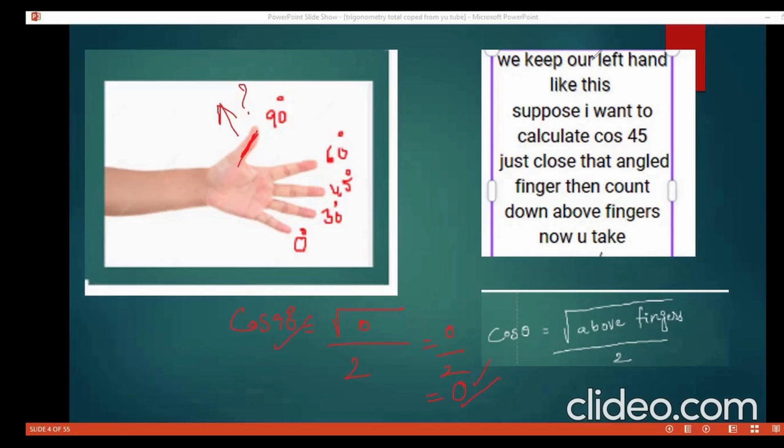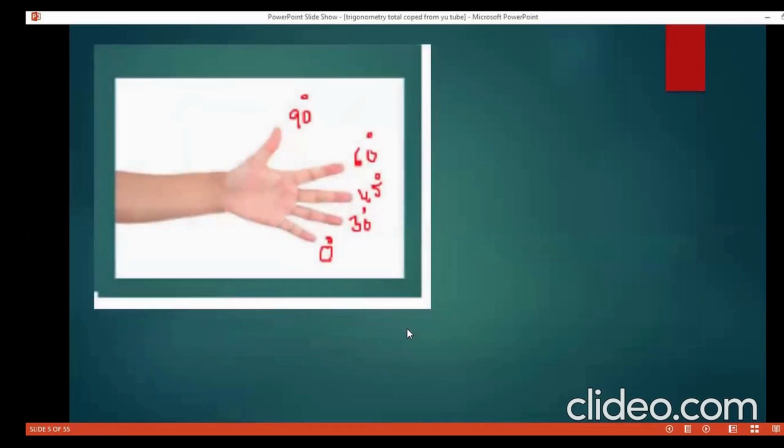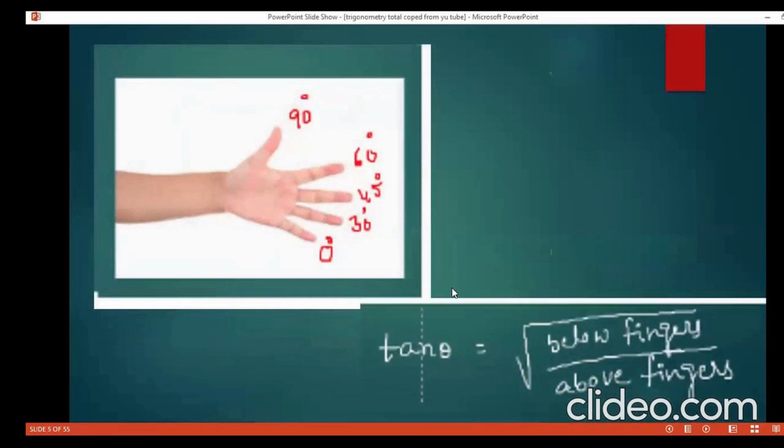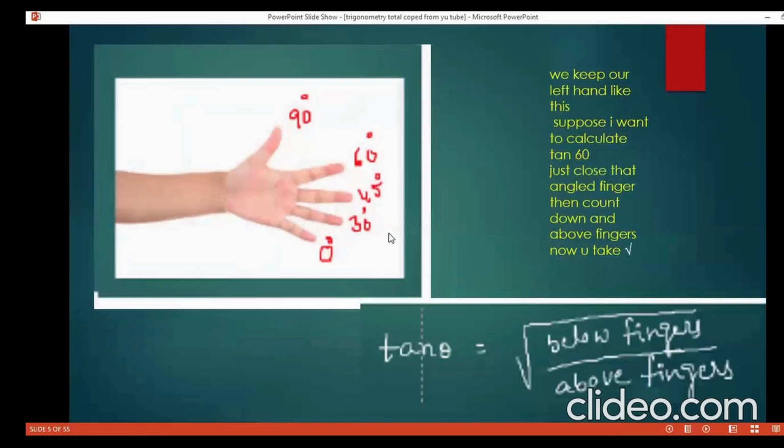Very good. We got cos theta, and also sine theta. And how do we do for tan theta? Let us look at this. The position of the fingers is the same, right? Now, what I am doing here is folding, and the folding is also the same, okay?